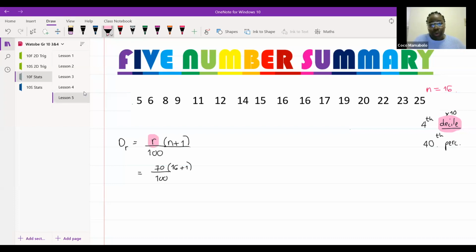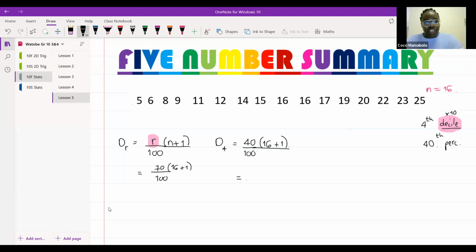Now we're going to go into our formula and replace R over here with 40. Let's do that together. The 4th decile is equal to 40 over 100, multiplied by n. How much is our n? 16, plus 1. Good. Now I want you to put this in your calculator: 40, open brackets, 16 plus 1, close brackets, divided by 100, and then tell me what we're going to get.